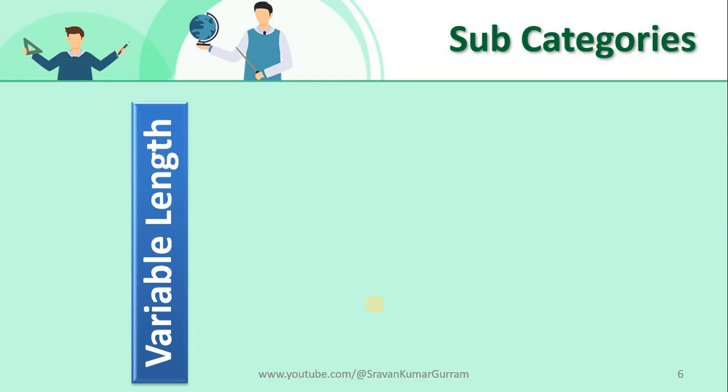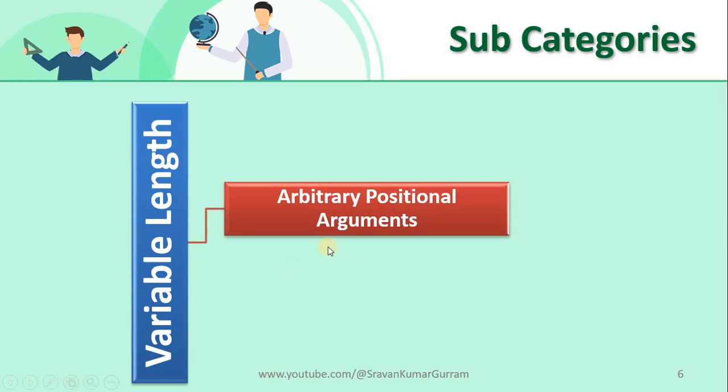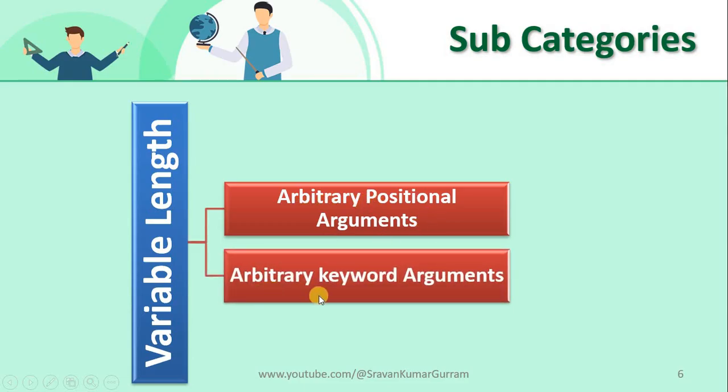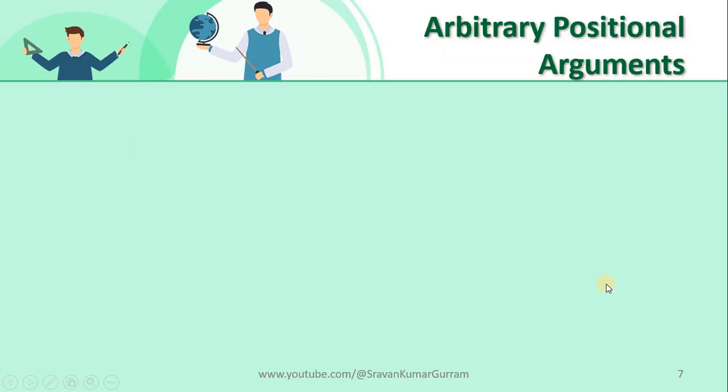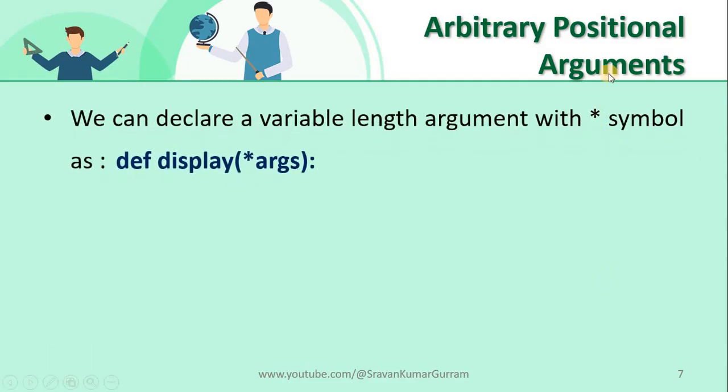In variable length arguments also we have 2 categories. Those are arbitrary positional arguments and arbitrary keyword arguments. We will discuss these one by one. Coming to the first category, that is arbitrary positional arguments. Already we covered positional arguments in the previous video.